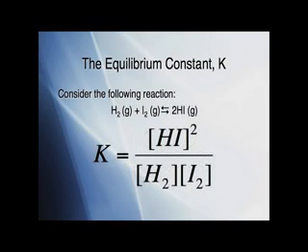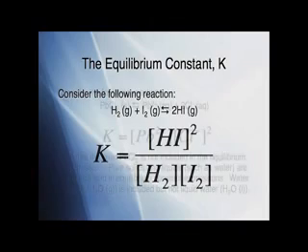Returning back to the chemical reaction that we examined earlier, here we have hydrogen gas plus iodine gas yielding hydrogen iodide gas in an equilibrium reaction. The law of mass action or equilibrium constant expression for this will be K is equal to the concentration of hydrogen iodide, which is the product, squared, divided by the concentration of hydrogen gas times the concentration of iodine gas.